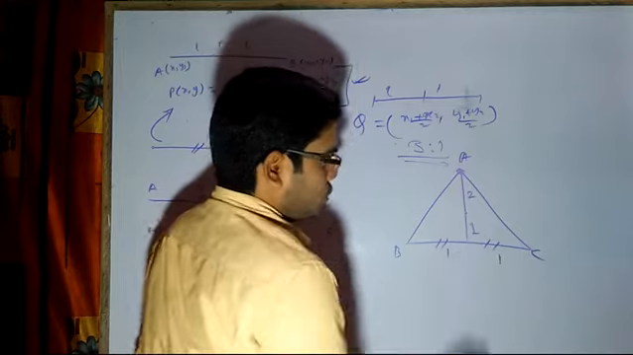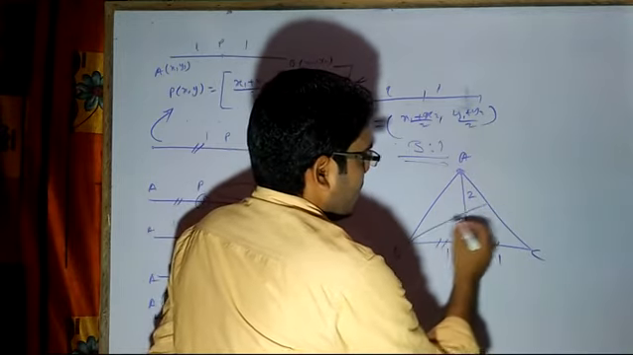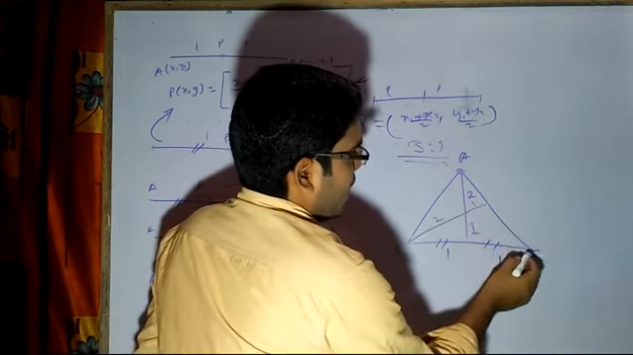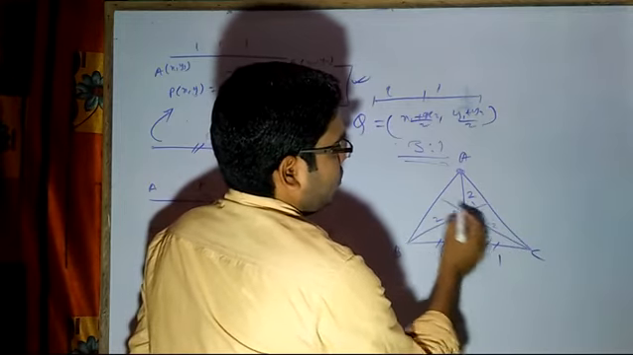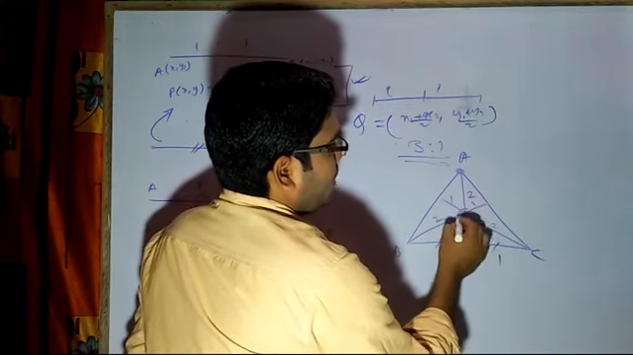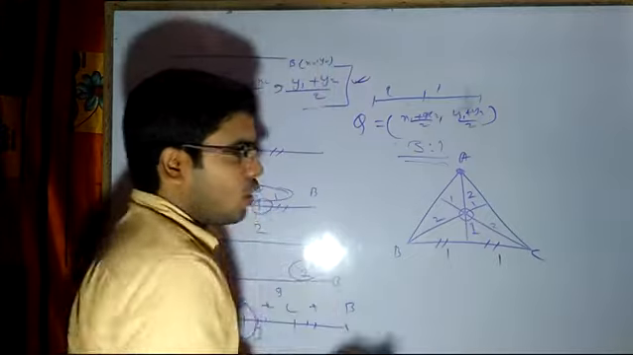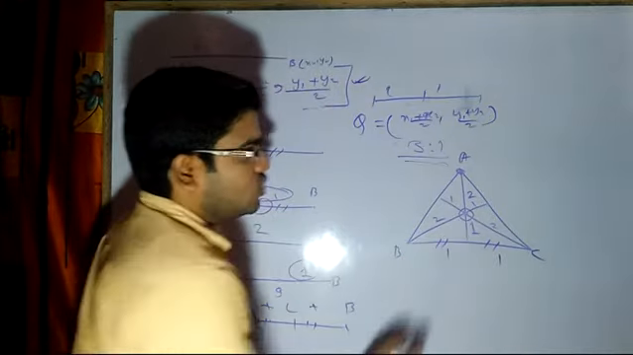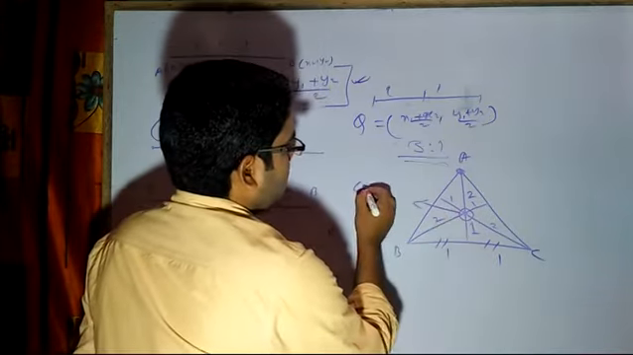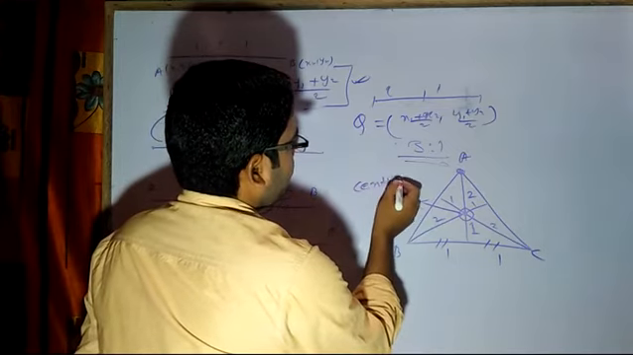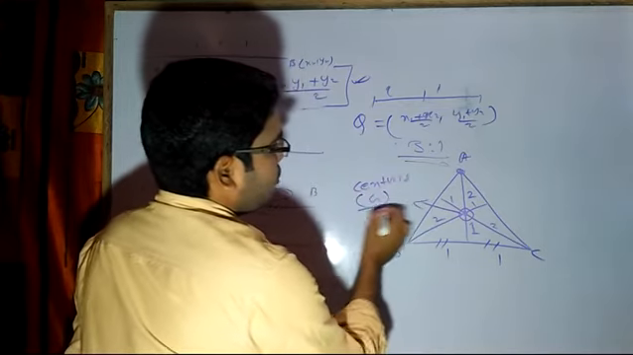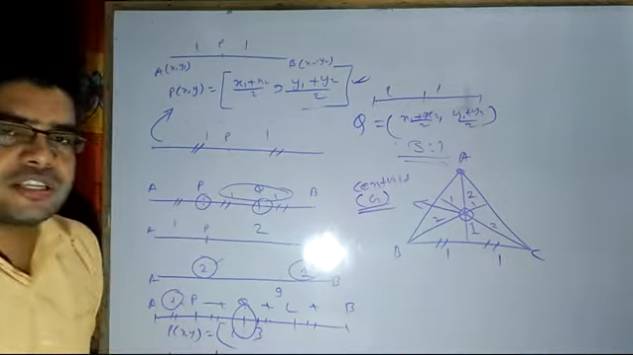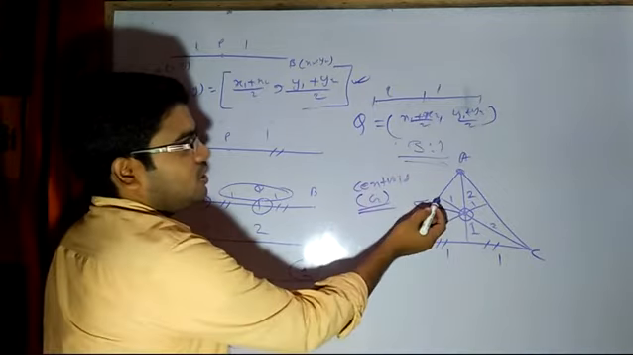We have the 2:1 ratio. Another median if I have, again it will be 2:1. If I have another median, then again it will be 2:1. So this point, the meeting point of all the medians, the coinciding point of all the medians, is said to be the centroid. And it is generally denoted by capital G. Centroid is denoted by capital G.